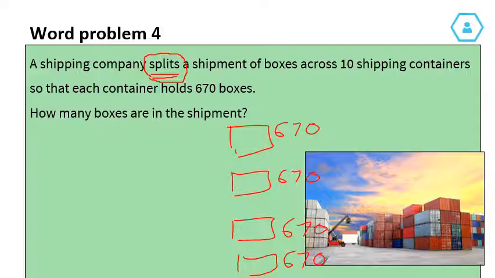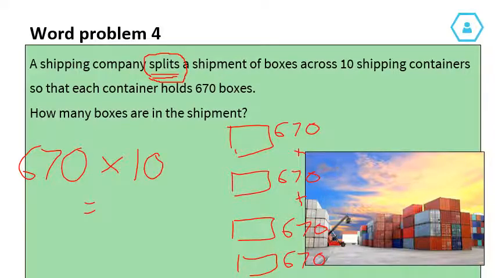So here, 670 plus 670 plus 670. I could use addition, but I know that multiplication is repeated addition. So here I've got 670. I'm going to add that in 10 times. So I'm going to multiply it by 10.